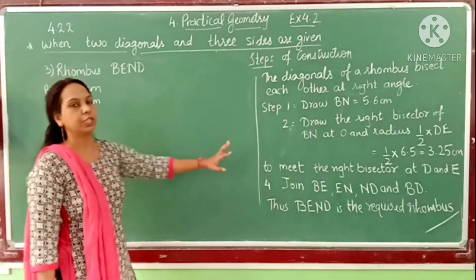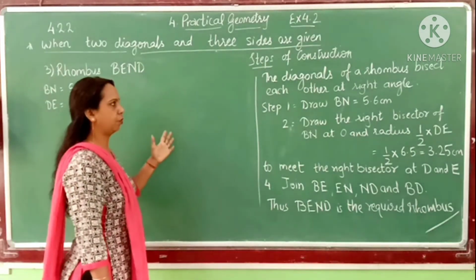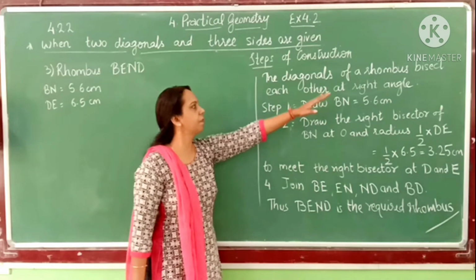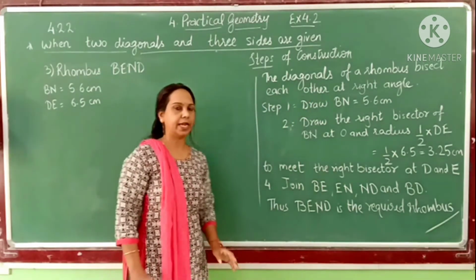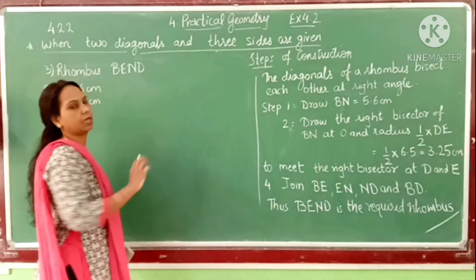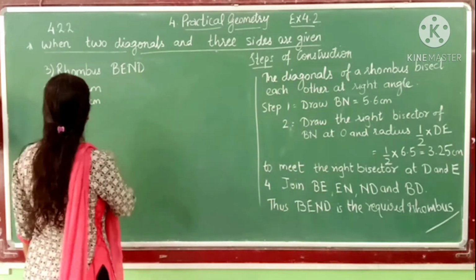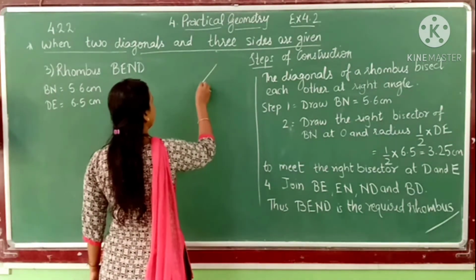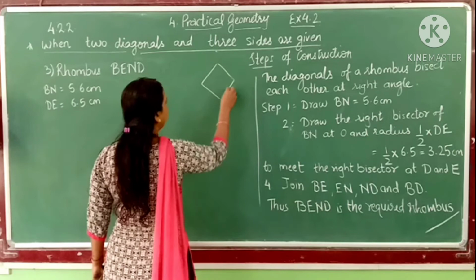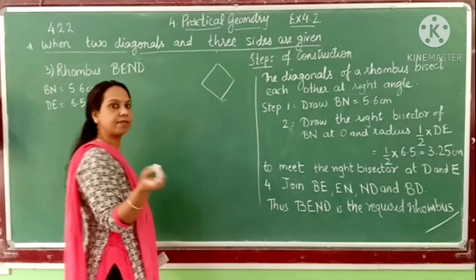Question number 3 is given to construct a rhombus BEND, and the measurements of diagonals are given. So here the property of a rhombus is the diagonals of a rhombus bisect each other at right angle. Okay. So keeping this property in the mind, let us draw a rough sketch. So here it is, we will take the rhombus over here. And what is the condition? That the diagonals meet at right angle.